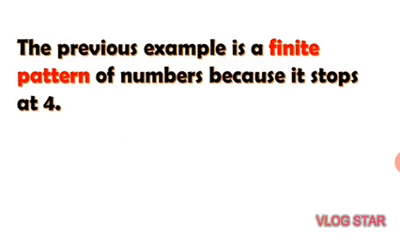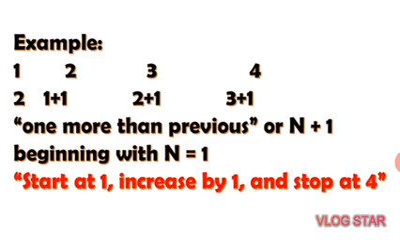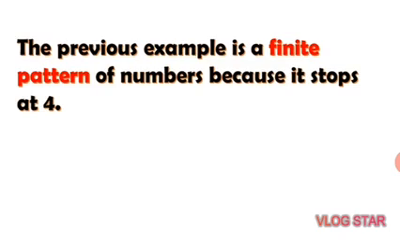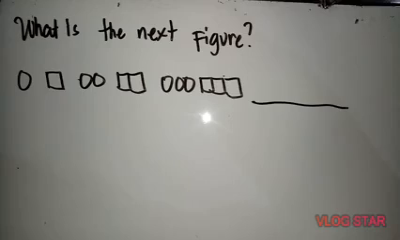The rule is start at 1, increase by 1, and stop at 4. The previous example, 1, 2, 3, 4, is an example of a finite pattern because it stops at 4. So we have another example of finite patterns.